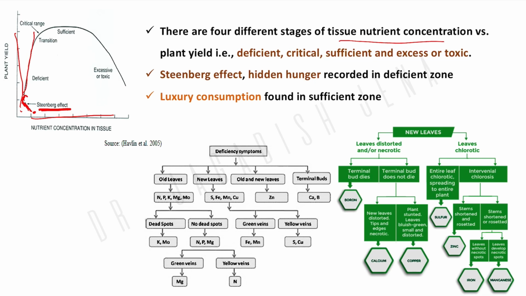Okay, so that is the deficiency zone. In the deficiency zone there is a part where there is nutrient deficiency but the plant is not showing that deficiency. That is called hidden hunger. So what is hidden hunger? When there is a deficiency of nutrient in the plant but the plant is not showing any deficiency symptom, then that is called hidden hunger.